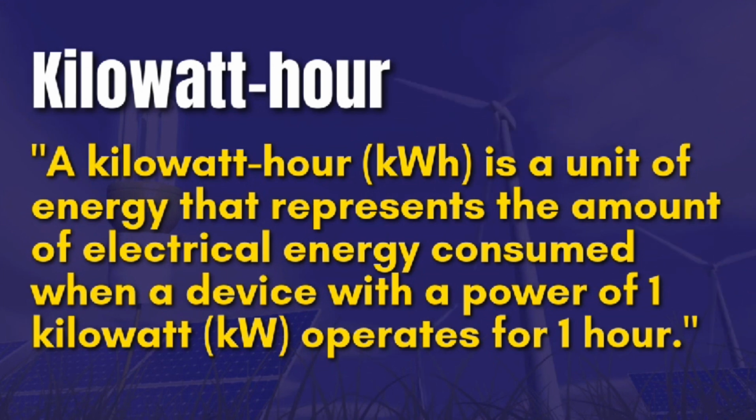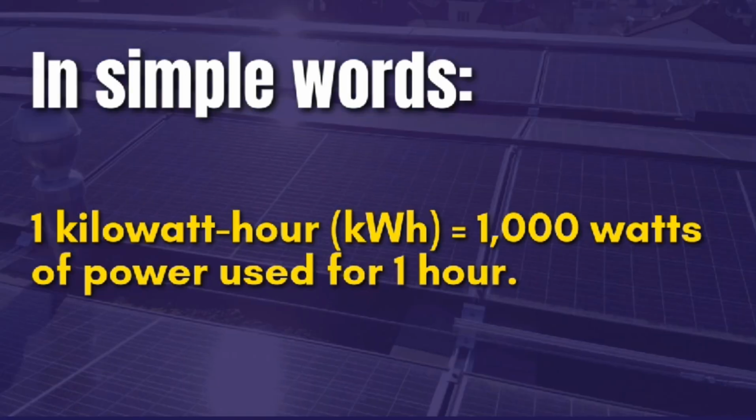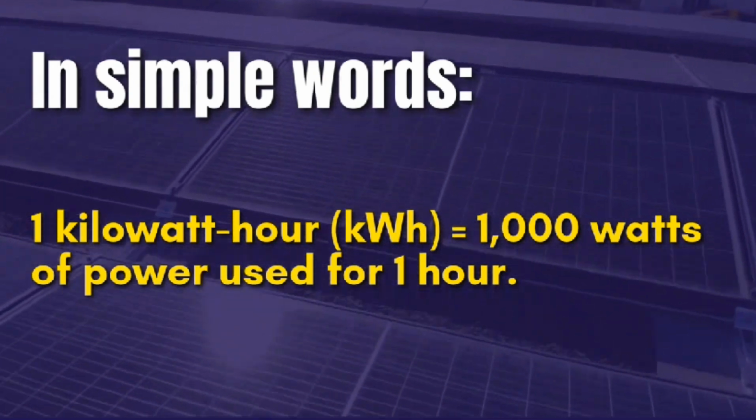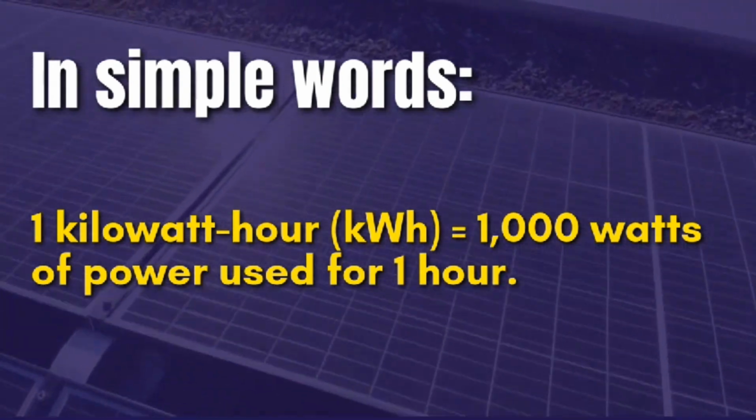So let's define it. Kilowatt hour is a unit of energy that represents the amount of electrical energy consumed when a device with a power of 1 kilowatt operates for 1 hour. In simple words, 1 kilowatt hour is equal to 1000 watts of power used for 1 hour.